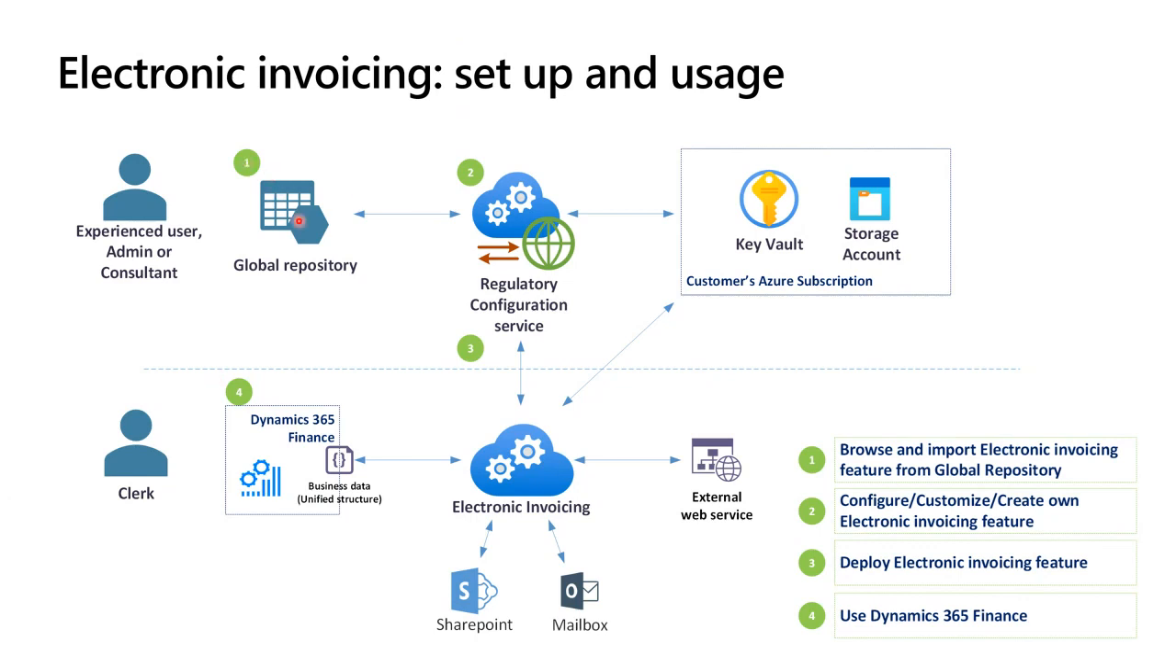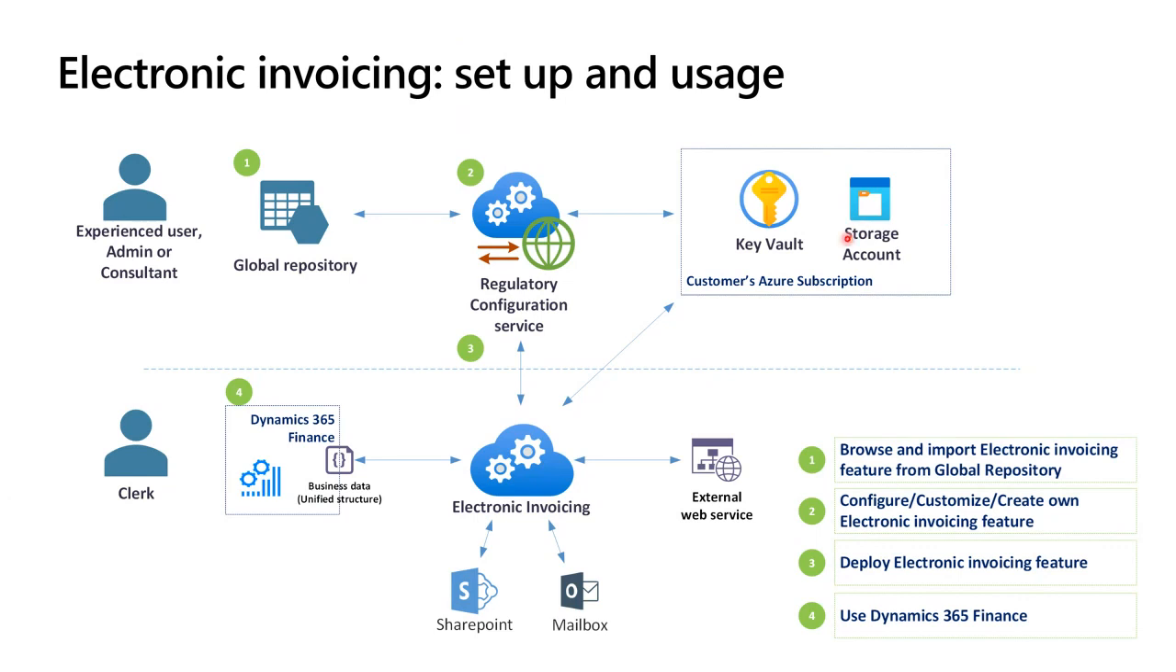First, exploring the global repository and browsing the electronic invoicing configurations, here called electronic invoicing features, that meet your requirements. Second, import the electronic invoicing features from the global repository into your regulatory configuration service, RCS. Here, RCS plays the role of your user interface, where you can perform the configuration of the features.